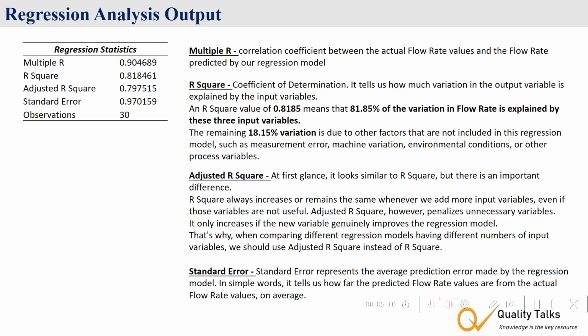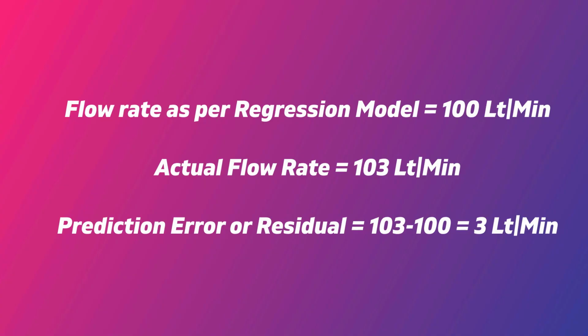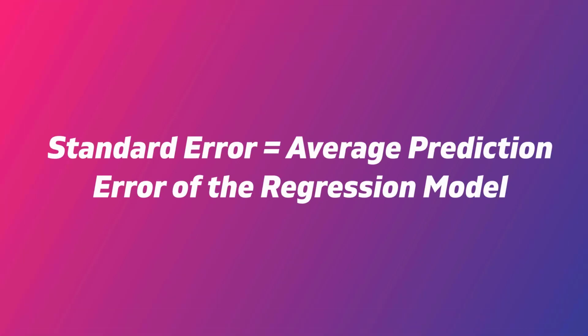Now let's understand the next important output, which is standard error. Standard error tells us how far our predicted values are from the actual values. In simple words, it measures the average prediction error made by the regression model. Suppose our regression model predicts a flow rate of 100 liters per minute, but the actual measured flow rate is 103 liters per minute. This difference is called the prediction error or residual. Now, standard error summarizes these prediction errors into a single number.